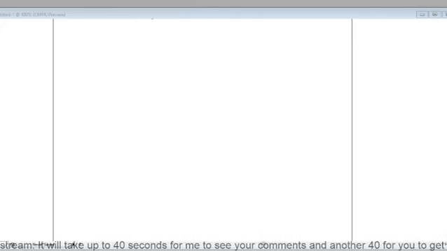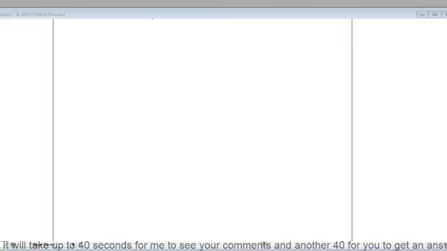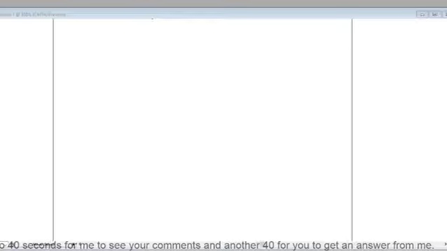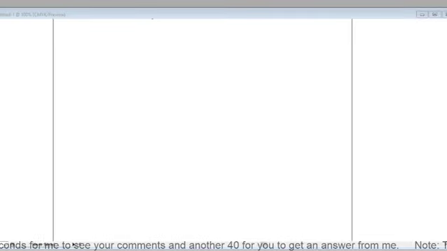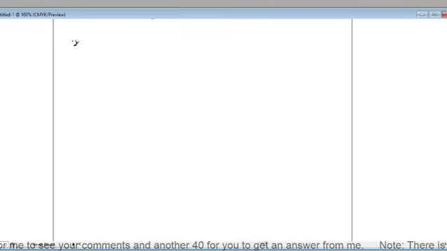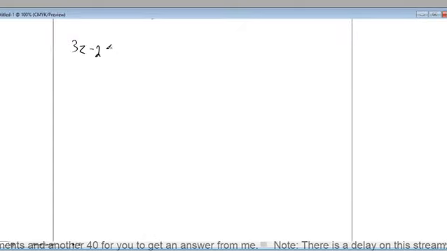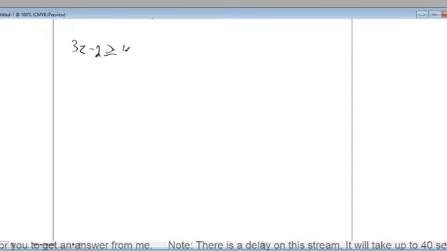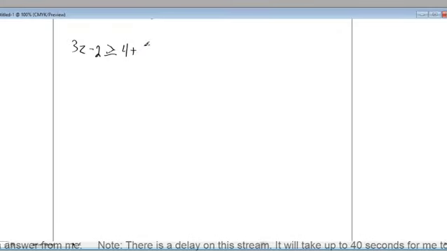All right. Aside from equations, we also talked about inequalities. And so an inequality would be something like 3z minus 2 is greater than or equal to 4 plus 5z.